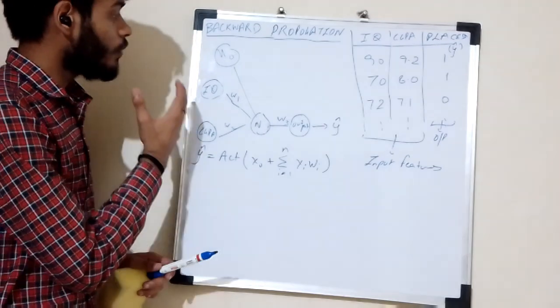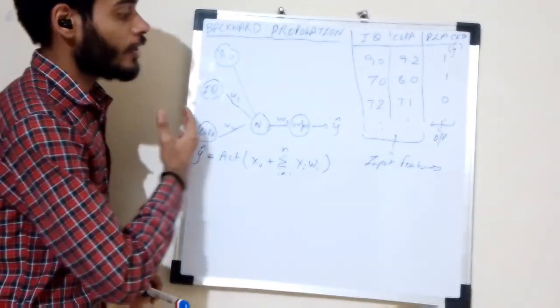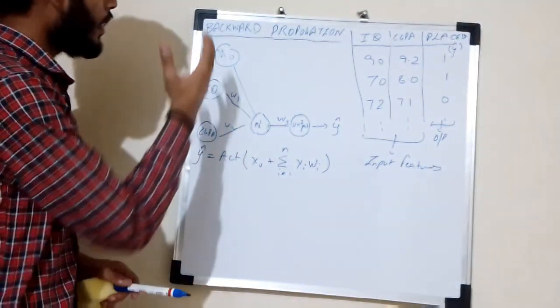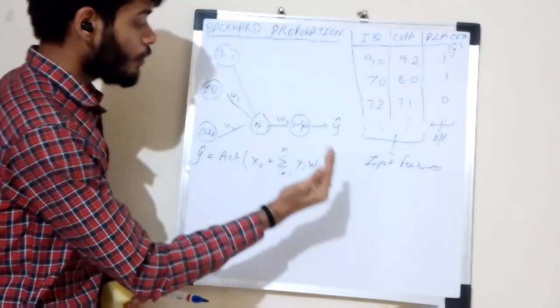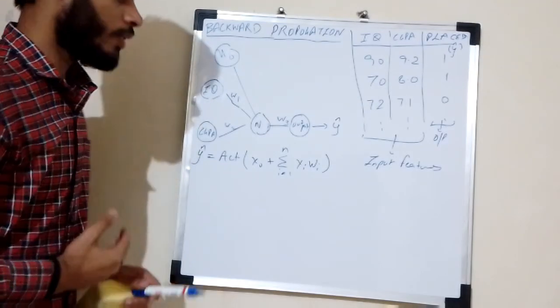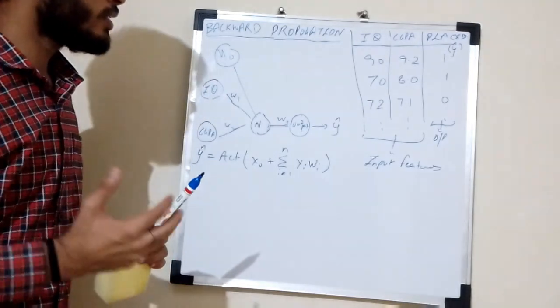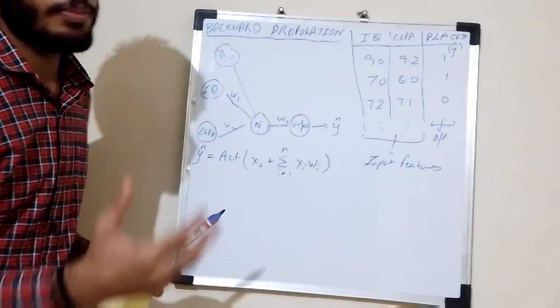In forward propagation, we move from the input layer towards the output layer, whereas in backward propagation, we will be moving from the output layer towards the input layer. I'll be talking about the importance of backward propagation and why we are doing so.